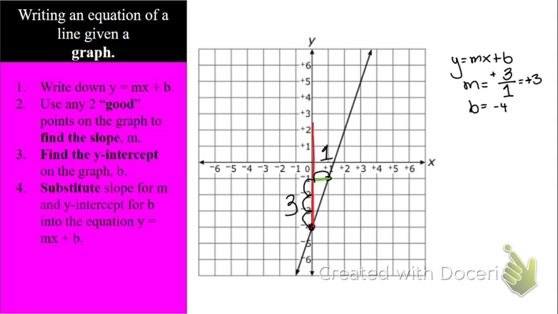So now let's substitute to make our equation. Y will stay. M we found was a +3. You can put +3 or you can leave it as just 3. I put my X behind it, and my B was a -4. So my equation is here. Okay? Let's move on to another example.